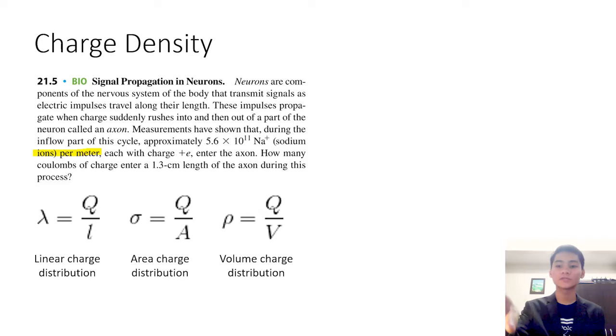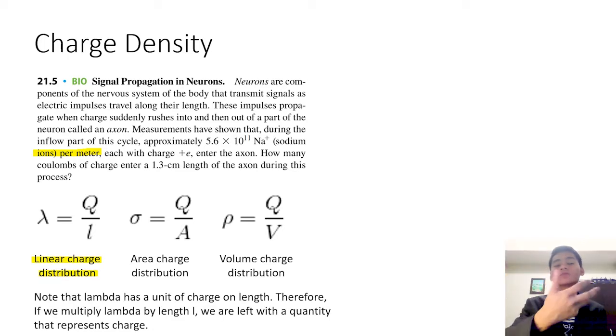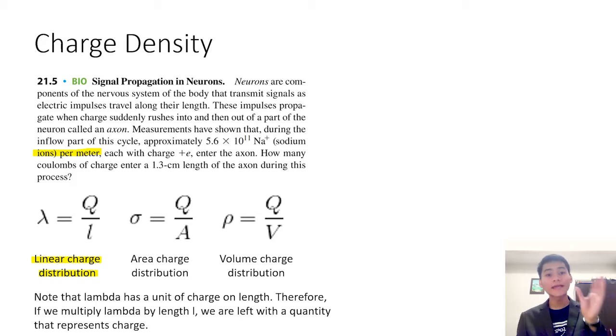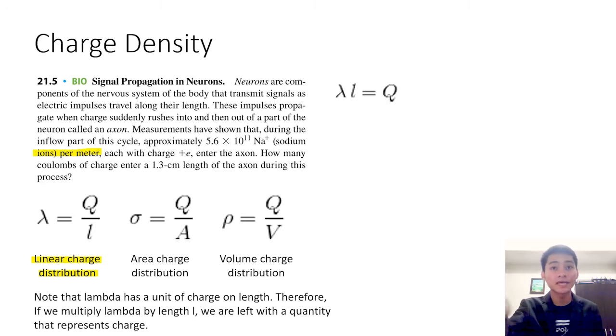Those are your formulas for linear charge distribution, area charge, and volume charge distribution. Of course, since we have here a unit of length, we deem it appropriate to use the formula for linear charge distribution. We note that lambda has a unit of charge divided by length. Therefore, if we multiply lambda by length, we are left with a quantity that represents charge. And so we get lambda L equals Q.